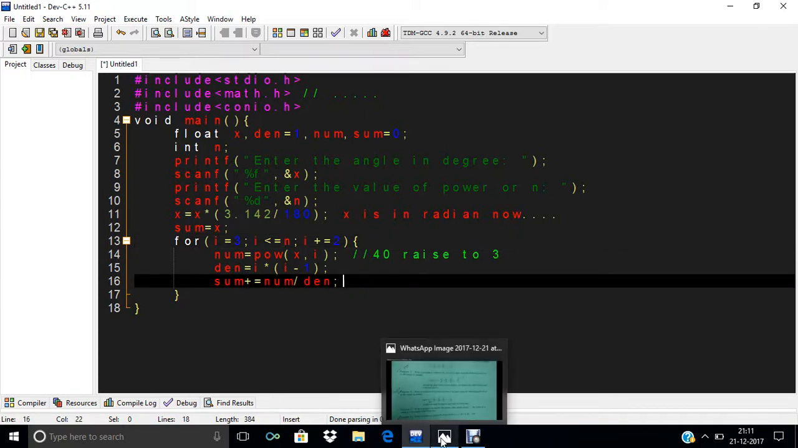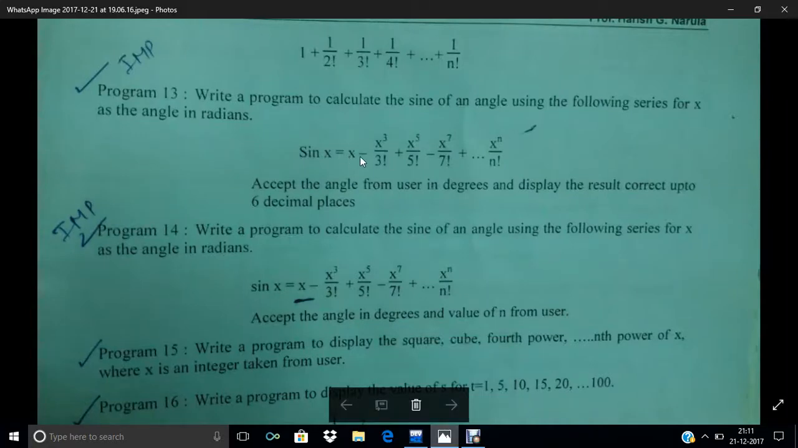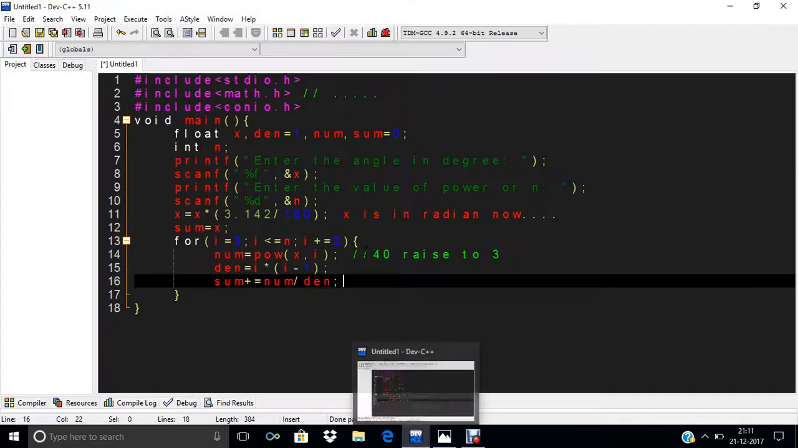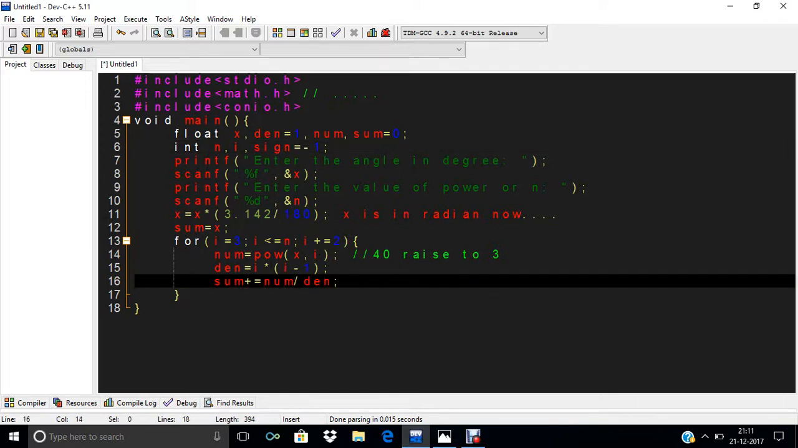And now we are encountering another problem, that is the sign problem. First it is positive, then negative, positive and negative, alternating signs. We can solve this by taking a variable as sign and assigning it -1. So sign has been assigned -1, and just put a bracket over here, bracket into sign.